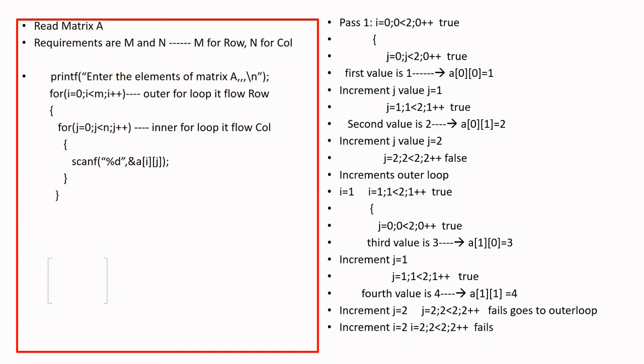If the outer for loop also increments, that is i is equal to 2, 2 less than 2, no. Again, the outer for loop condition also fails. It will not go inside, it will come out of the program.